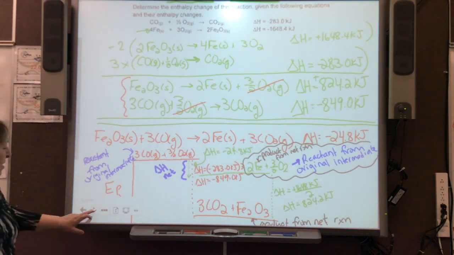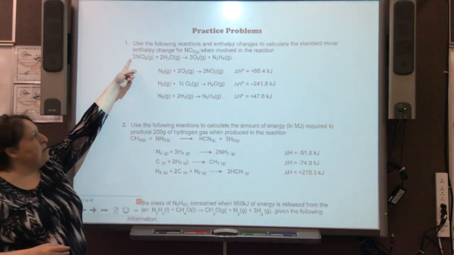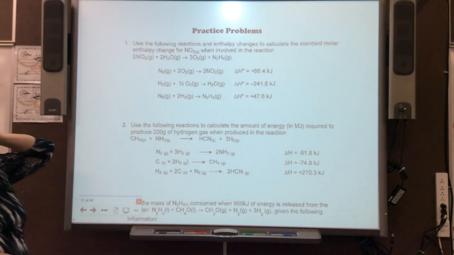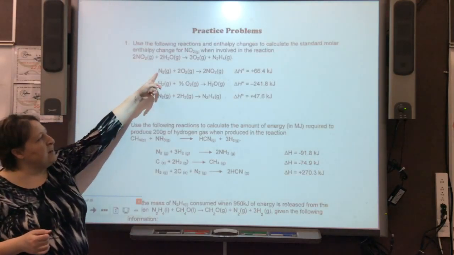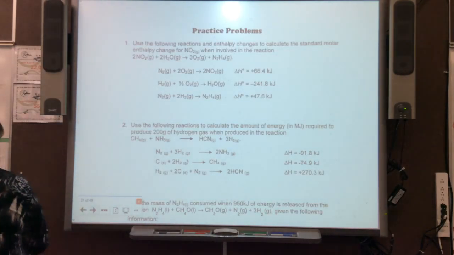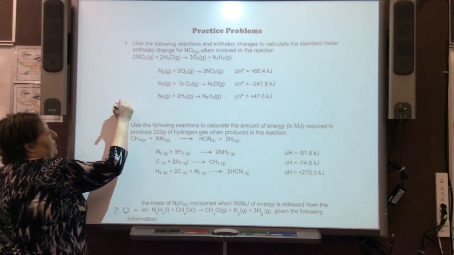Let's look at practice problems. It says, use the following reactions and enthalpy changes to calculate the standard molar enthalpy change for nitrogen dioxide when involved in the reaction. So this is our net one here, NO2, H2O gives us O2 and N2H4. It's always easiest just to start with, we need NO2 on this side. So let's start with that one. I'll just write it here. So we want 2 NO2s.